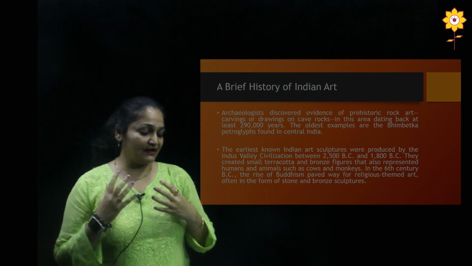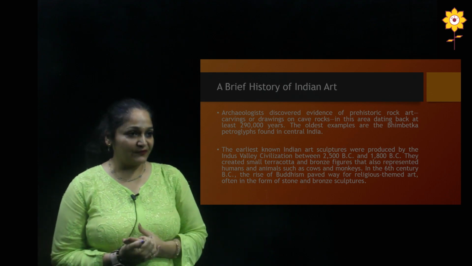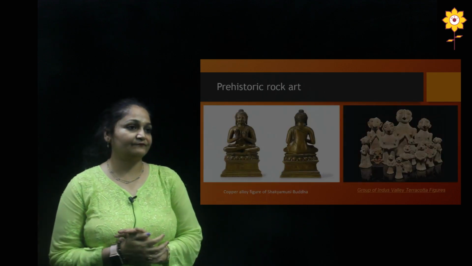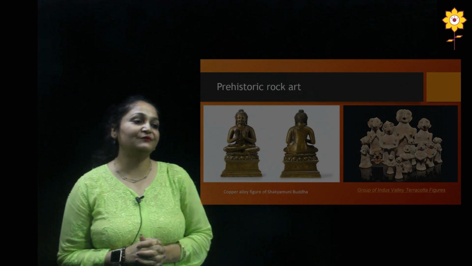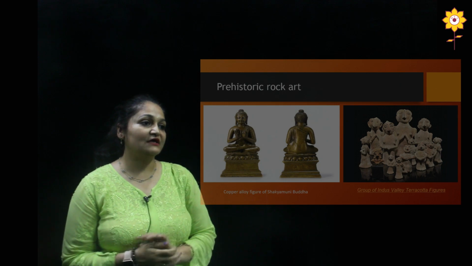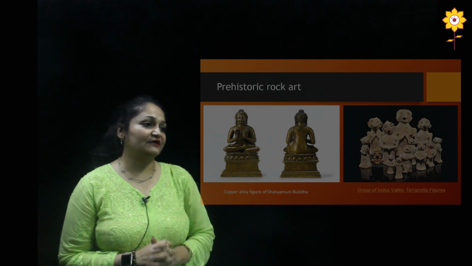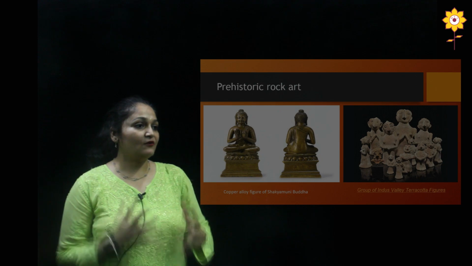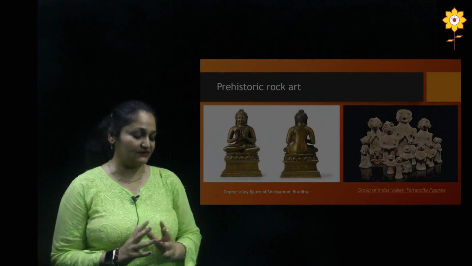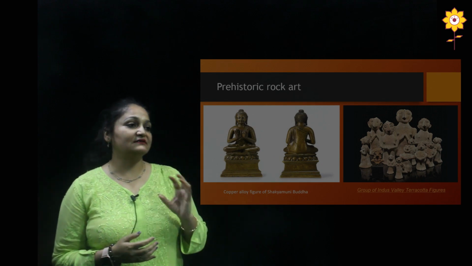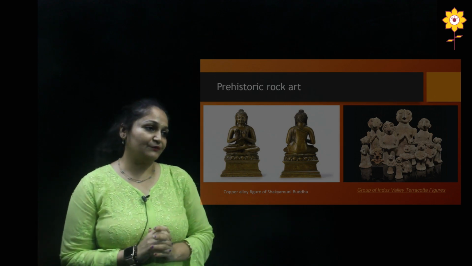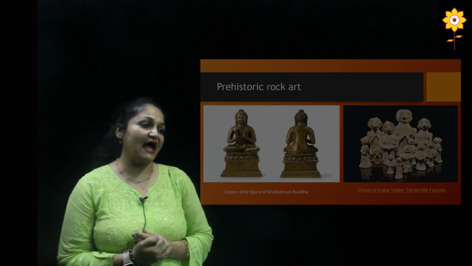Now, in this session, we will uncover the types of Indian folk paintings, architecture and sculpture. These are some examples of prehistoric art, like a copper alloy figure of Shakyamuni Buddha and a group of Indus Valley terracotta figures. Now, Indus Valley terracotta figures are found throughout the Paleolithic, Mesolithic and Neolithic periods, and they consist of cupules. Cupules are the round shaped bodies of humans and animals.